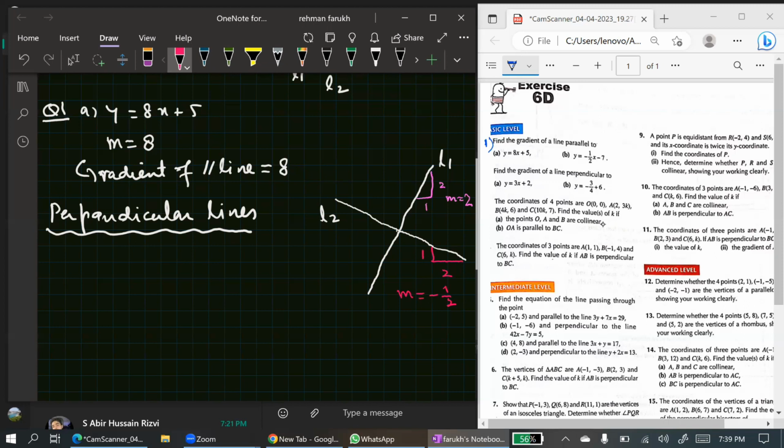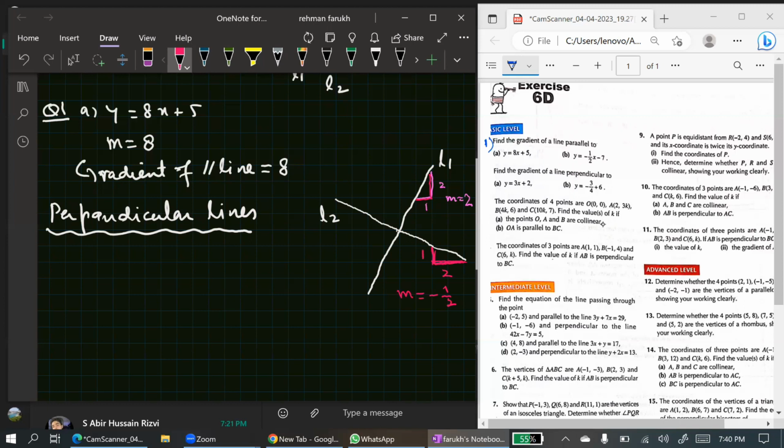Because when we draw the triangle, we will have to move towards the left side and then up. In line L1, we will move right and up. If we move right and up, then the change in y with respect to x is 2. And when we move towards left and then up, there is a decrease of 2 units in x and increase of 1 unit in y. So the gradient is negative. Okay?